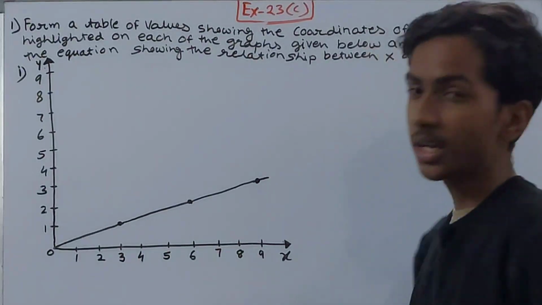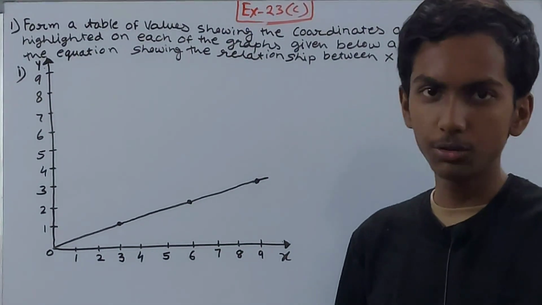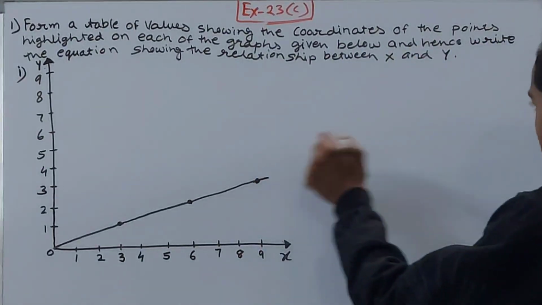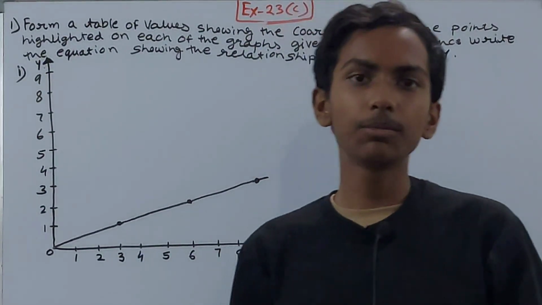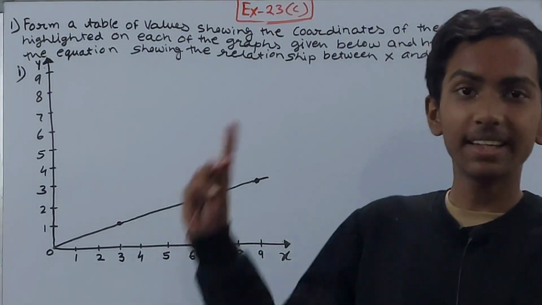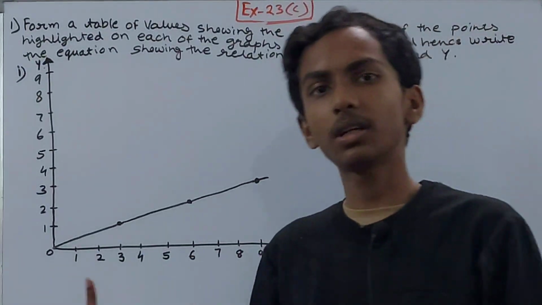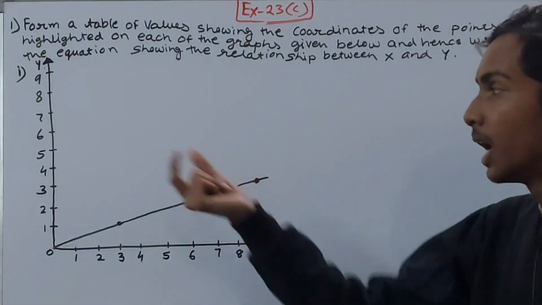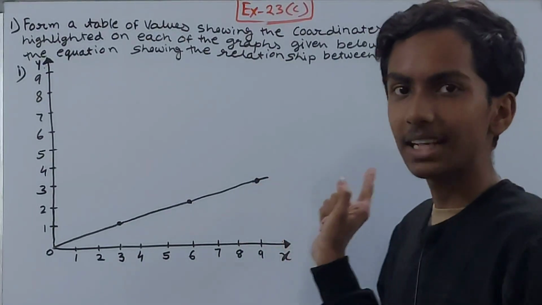We have to form a table of values. What is a table of values? That table that we have previously made, right? x and y and then 3 values or whatever values are there. Same thing we have to do here, the reverse of it. Previously we had the table and we had to mark the graph. Now we have the graph, we have to form the table of values, and from that we have to take the relationship between x and y.